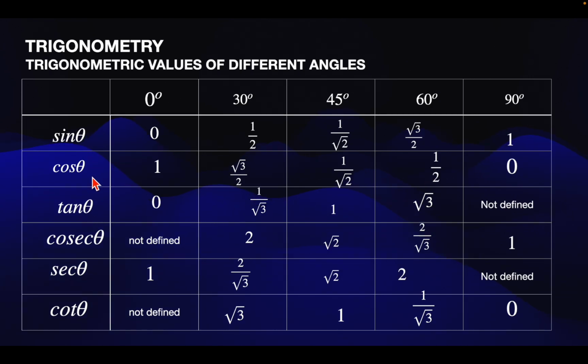Tan theta is sin theta upon cos theta, therefore 0 upon 1 is 0. 1 upon 2 upon root 3 by 2 is 1 upon root 3. Similarly here 1, this is root 3, and this is not defined. Similarly, these are the values for cosec theta, sec theta and cot theta. Please memorize these values thoroughly.